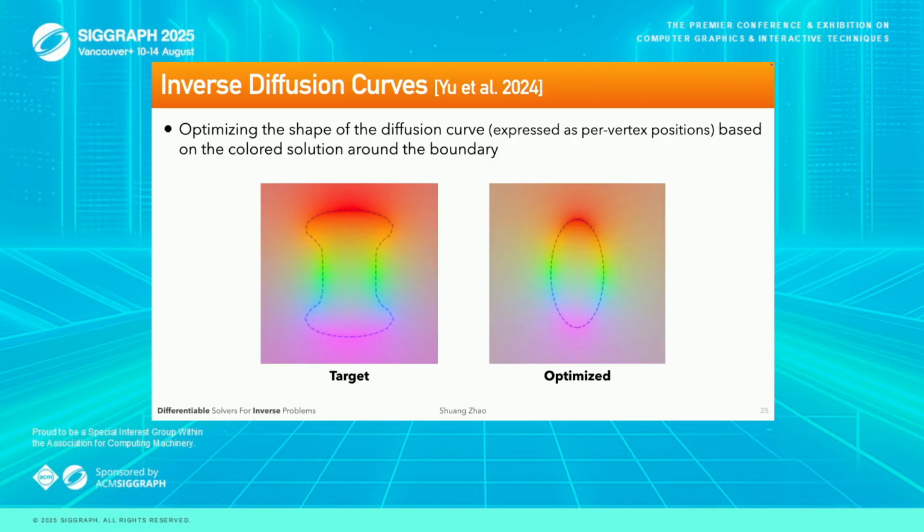derivatives. And in this case, we show an example from the work by Yu et al., where we optimize the shape of a diffusion curve. And we can see, again, by using correct shape derivatives, we can do this type of shape optimization quite easily.